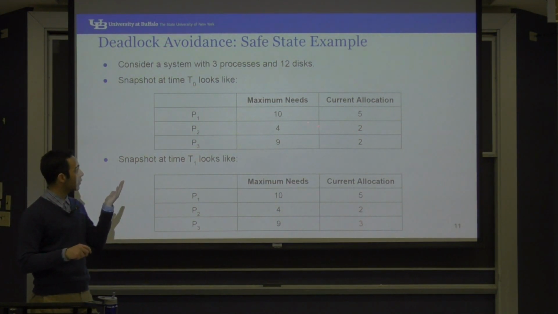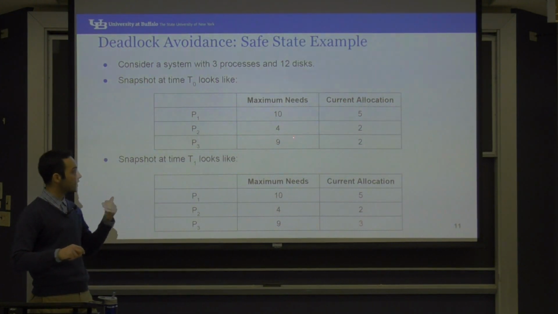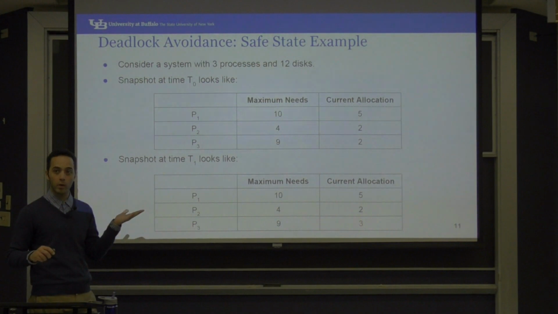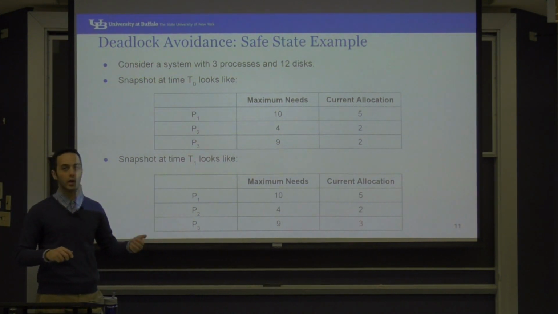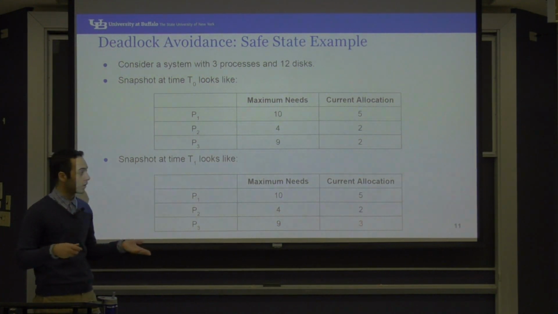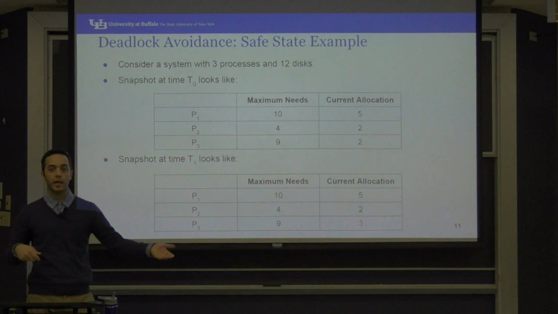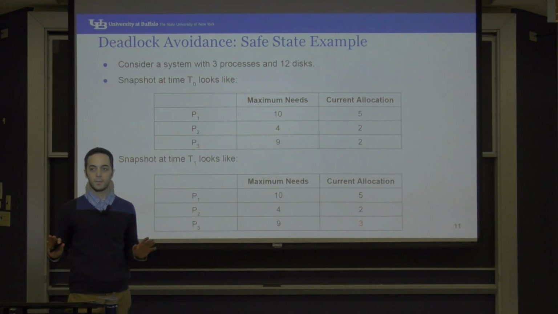Now, with 5 available, P1 may need 5, right? It's holding 5. It may need a total of 10, so it may need 5 more. And by the time P2 is finished, we have 5 available, so there's no problem. So P1 can be granted all those 5 and finish all the way, then release these 5. Now we have 10 available, which P3 can take, work with, and then finish. So currently we are in a safe state.